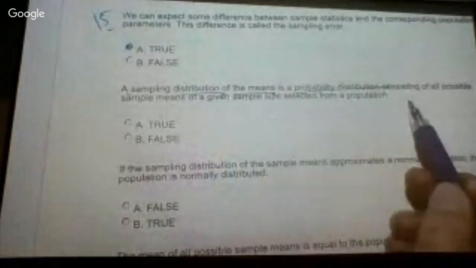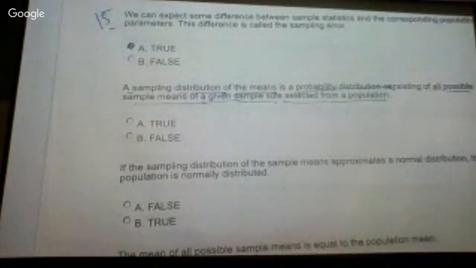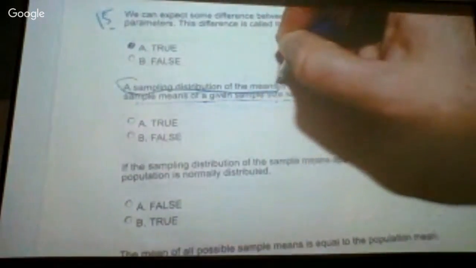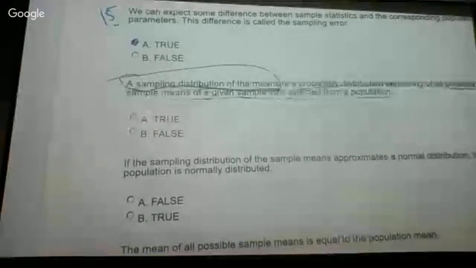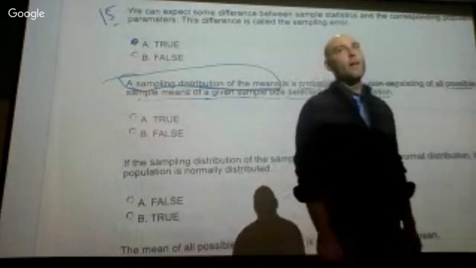16. A sampling distribution of the means is a probability distribution consisting of all possible sample means of a given sample size selected from a population. Does anybody know what the definition of the sampling distribution of means is? I'll give you a hint. It's a probability distribution consisting of all possible sample means of a given sample size selected from a population.